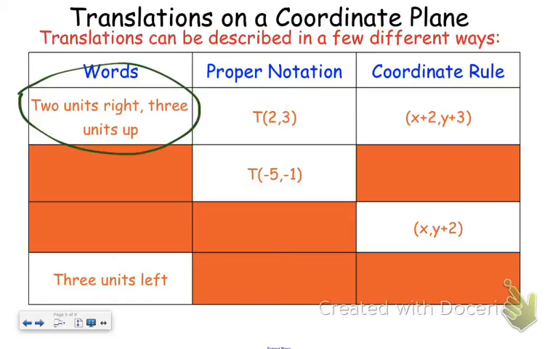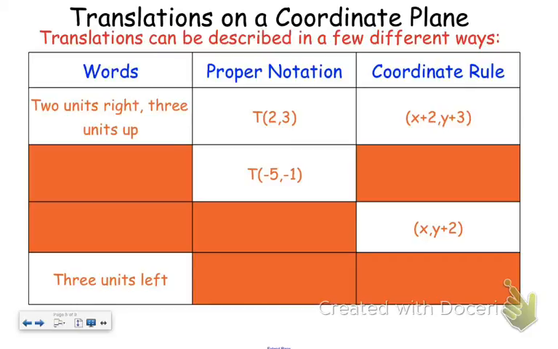Similarly, for the coordinate rule, you would show what you are doing to each x and y value. Since we are moving to the right 2, that's the same as adding 2 to your x coordinate. If you are moving up 3 units, that would be the same as adding 3 to your y value.